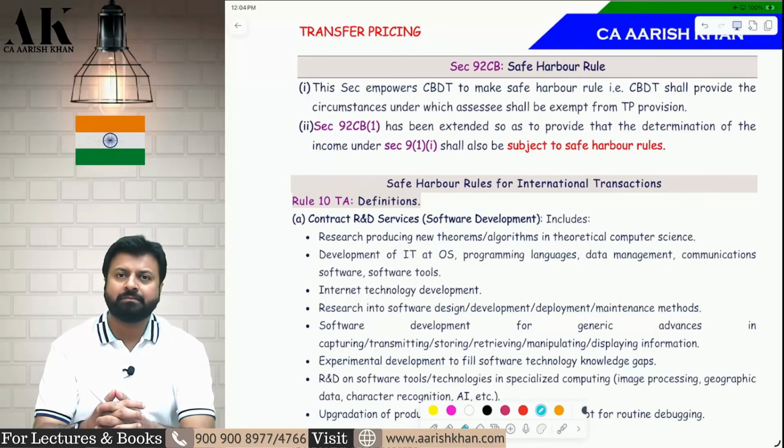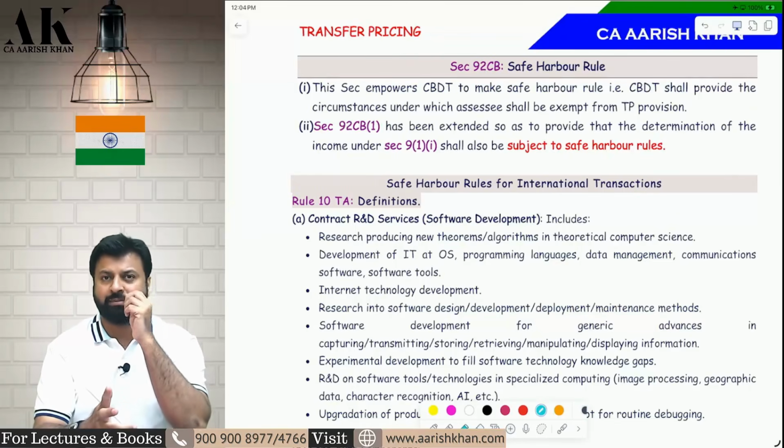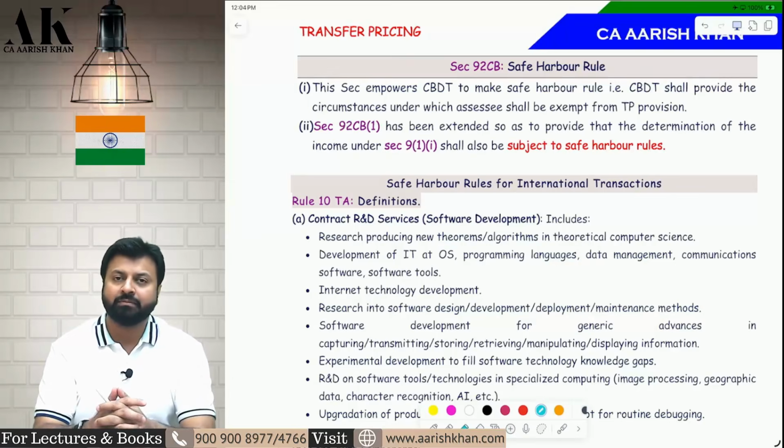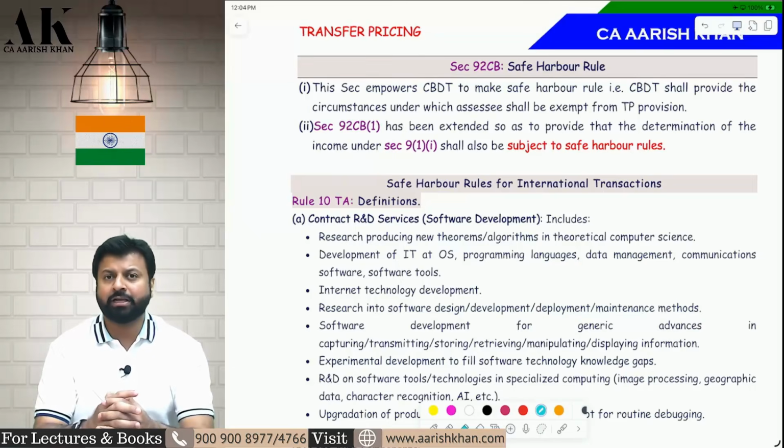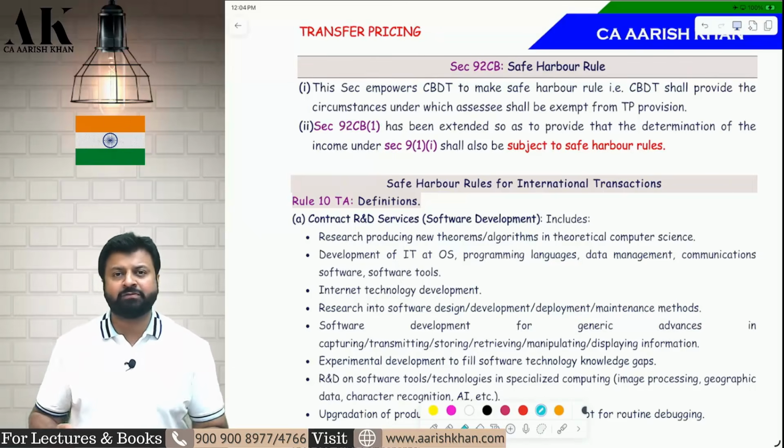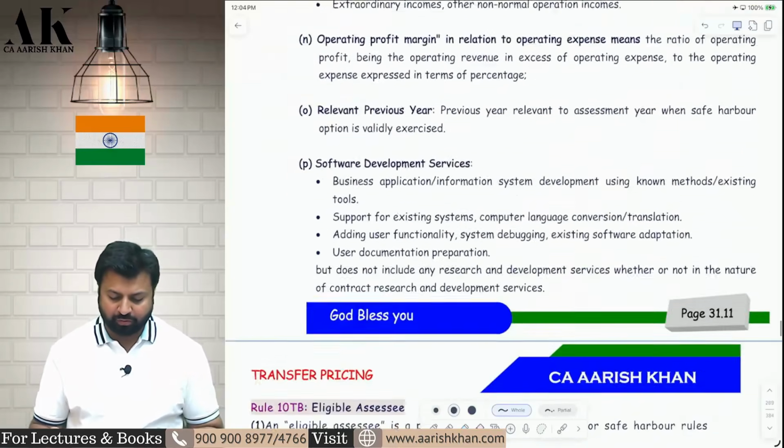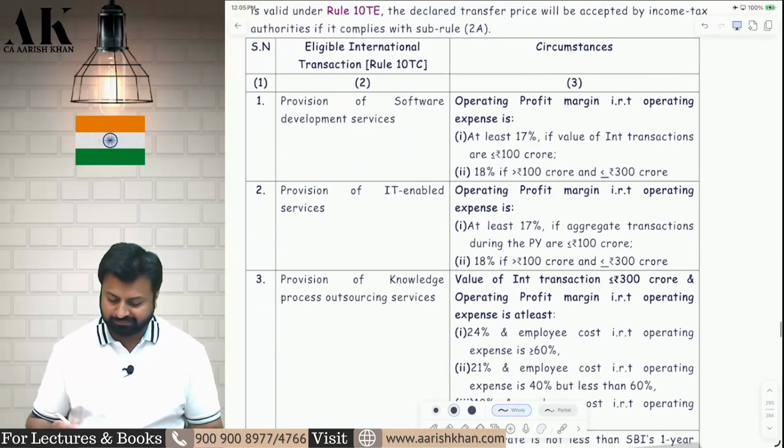Secondly, even if you fill this form and opt for the safe harbor rule, you have to maintain two things. You need to maintain documents under 92D, and you have to file form 3CEB, that is, 92E has to be fulfilled. You will not be relieved from documentation and filing of form 3CEB, that is the audit report. That you have to do. Yes, your transfer pricing arm's length price will not be questioned. So first of all, we need to find out who are those fortunate people for whom this benefit is available. Let's see one by one.